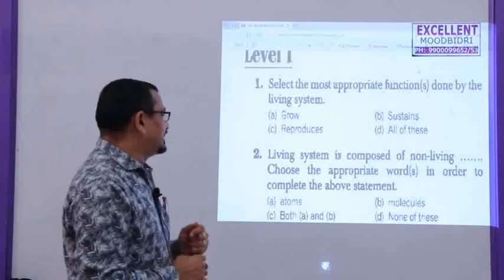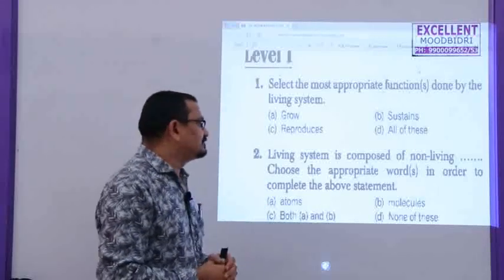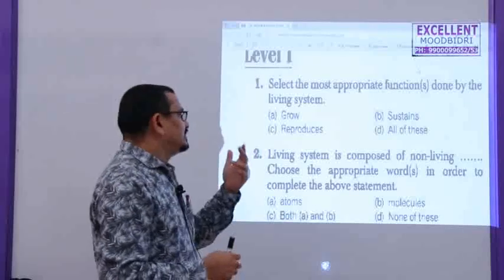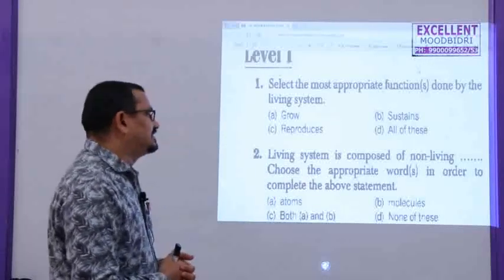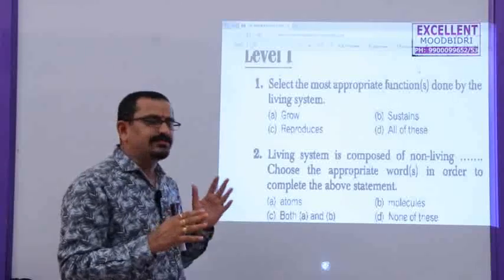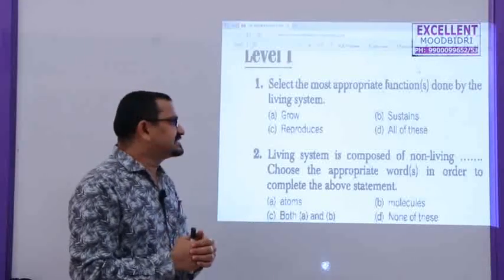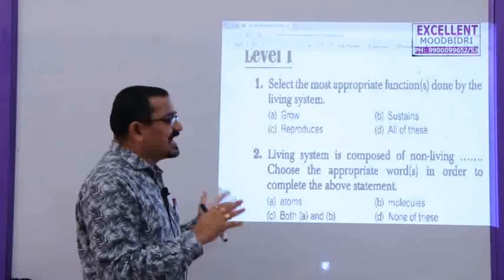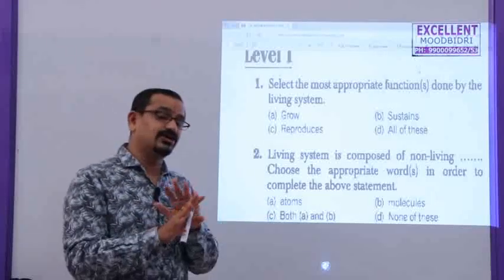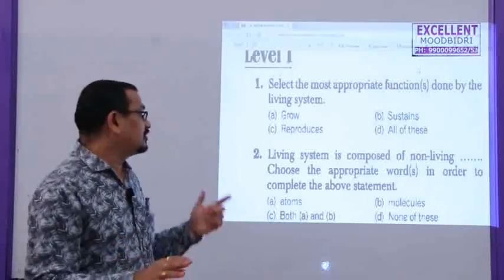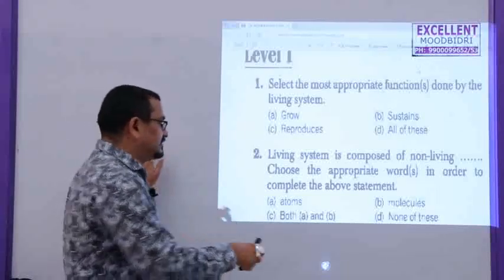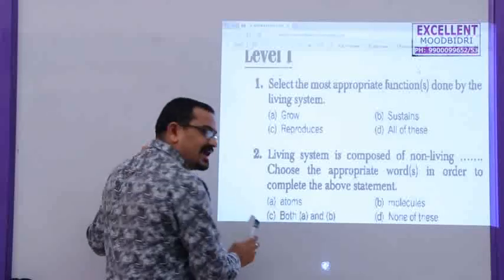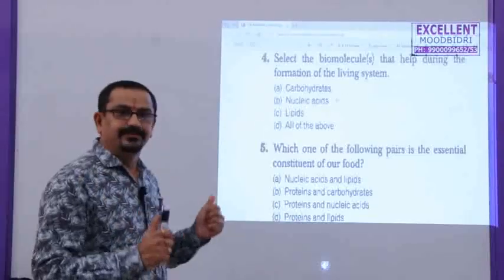When it comes to the next question, a living system is composed of non-living dash. Choose the appropriate words in order to complete the above statement. So this is a basic line. Living system is composed of non-living atoms as well as molecules. They are not living. They are non-living atoms or molecules. So answer will be both A and B.